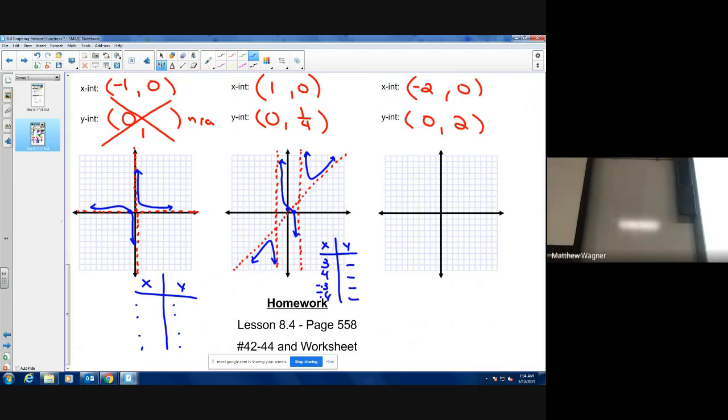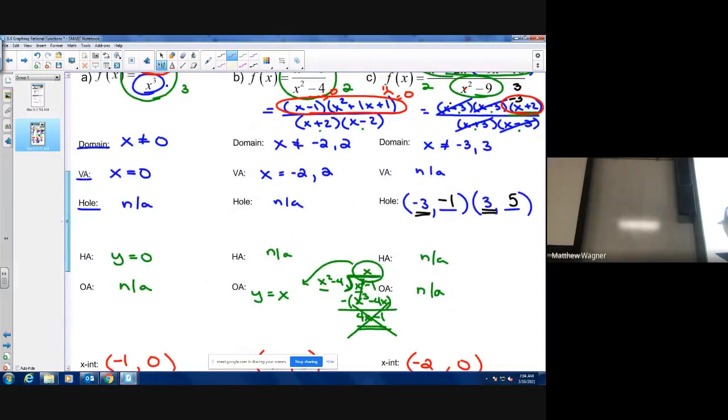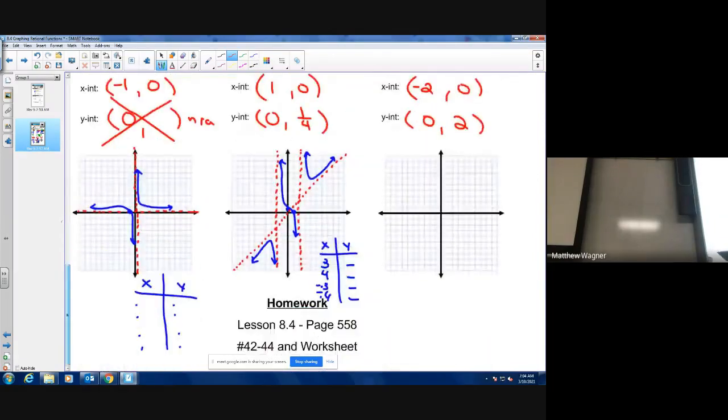All right. The very last one, remember there's no oblique asymptotes in this situation, but there were 2 holes. Let me scroll back up so you can see. No oblique, no horizontal, no vertical asymptotes, but there's holes at negative 3, negative 1, and 3, 5. Okay, so literally those holes, we put a hole on our graph.